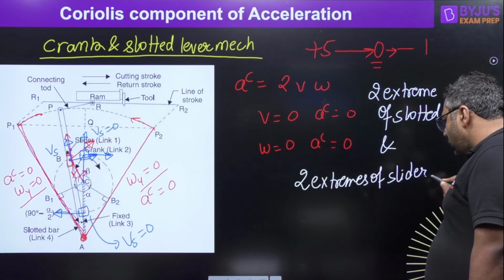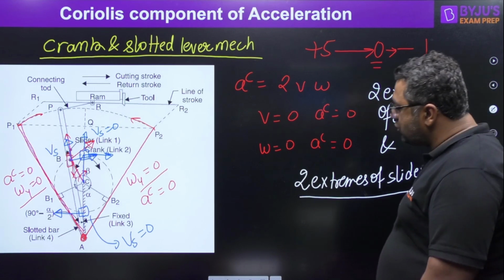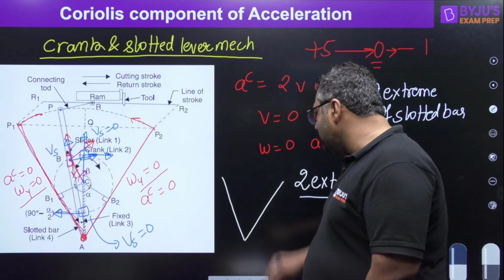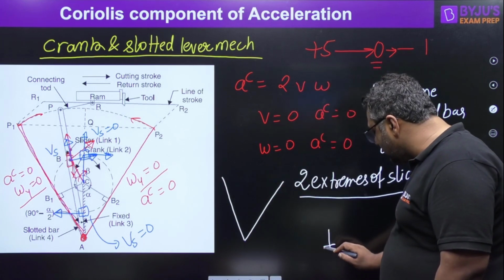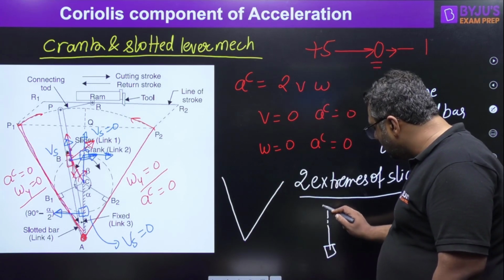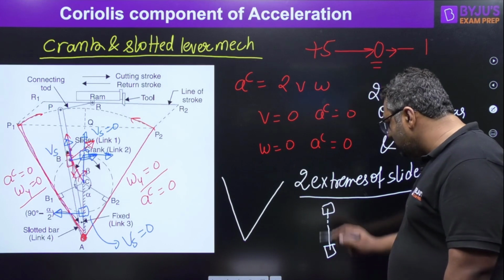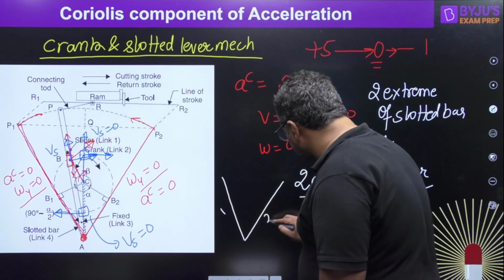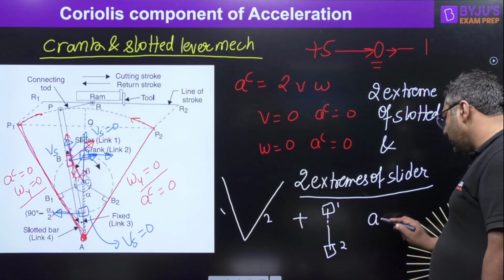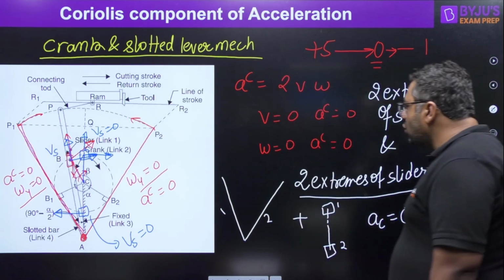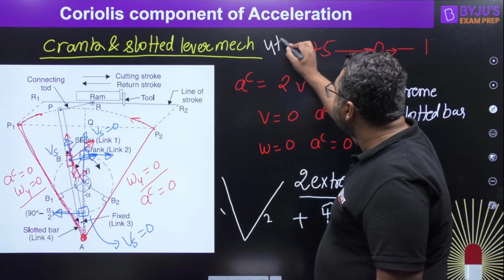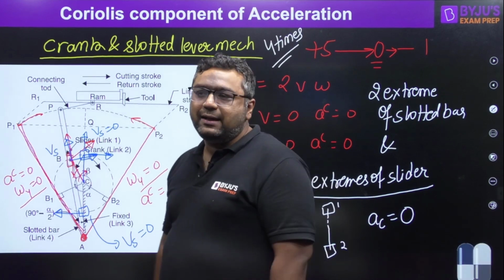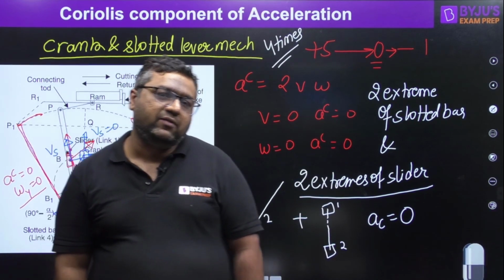So these are the four positions when you will be having Coriolis component to be 0. I am plotting these two conditions. These are the two conditions for slotted bar, and these are two positions for the slider. At these two positions 1, 2, at these two positions 1, 2, we will be having Coriolis component to be 0. So total 4 times Coriolis component is becoming equal to 0 in a crank and slotted lever mechanism. I feel everybody would be getting that.